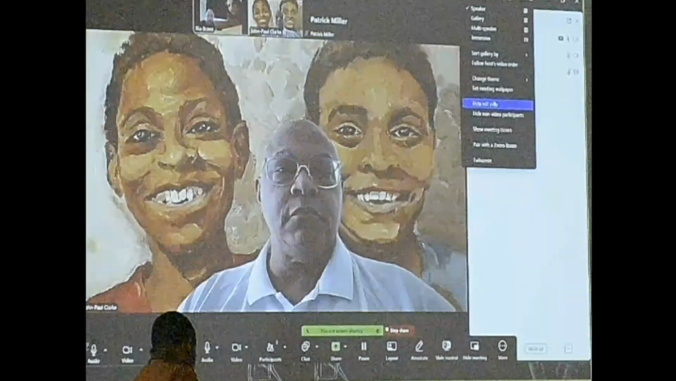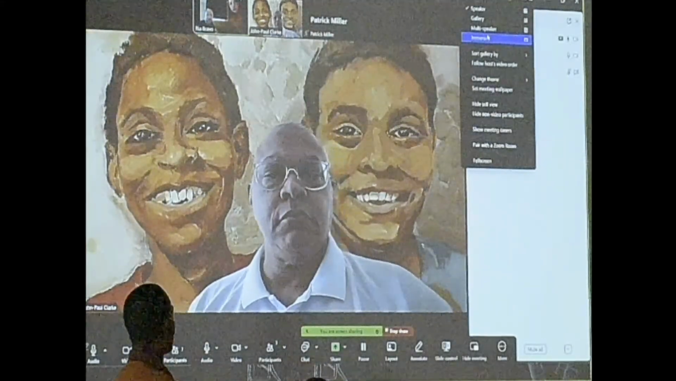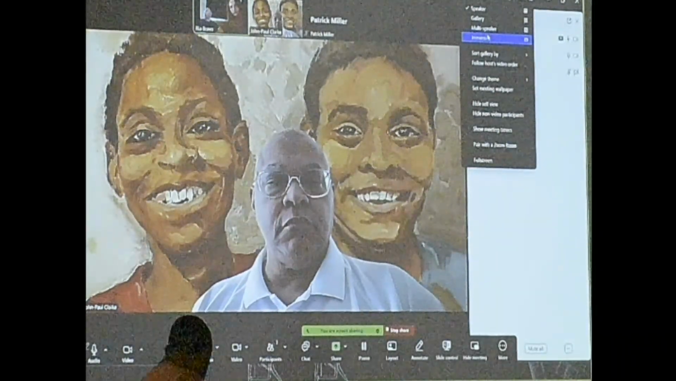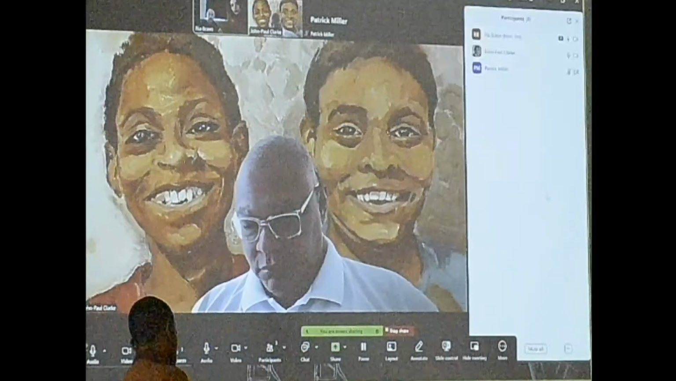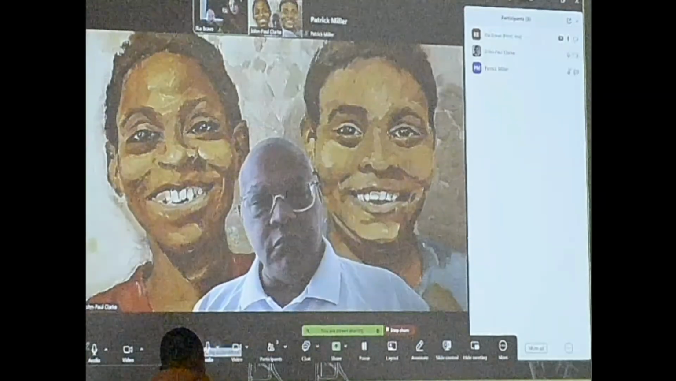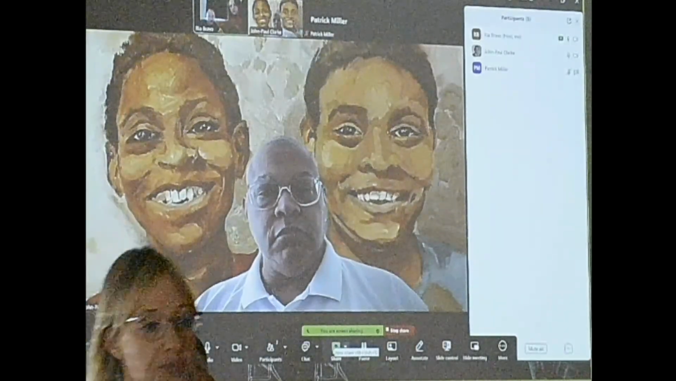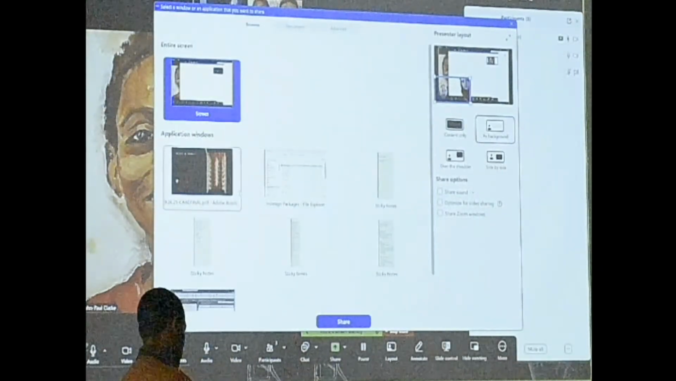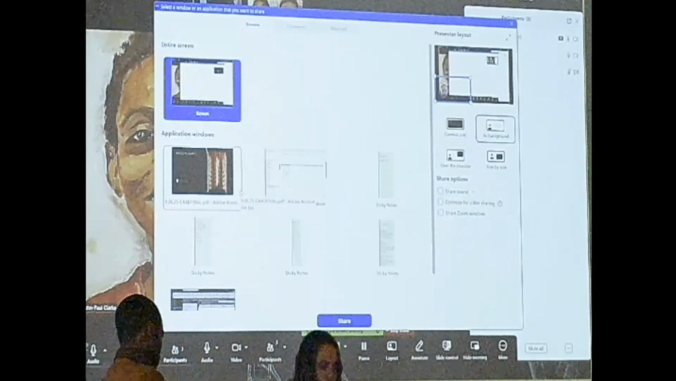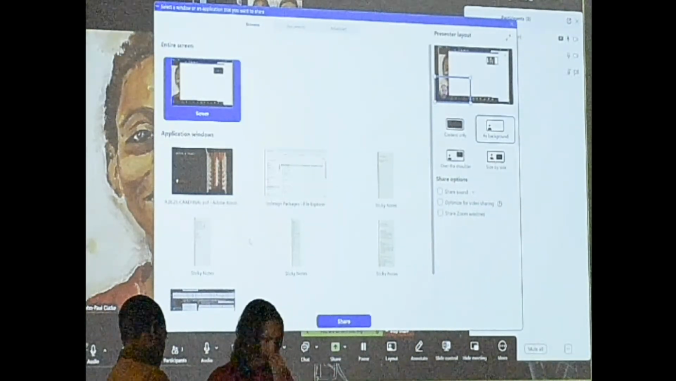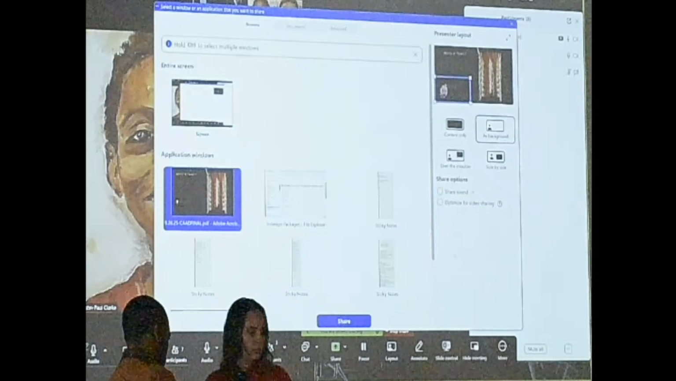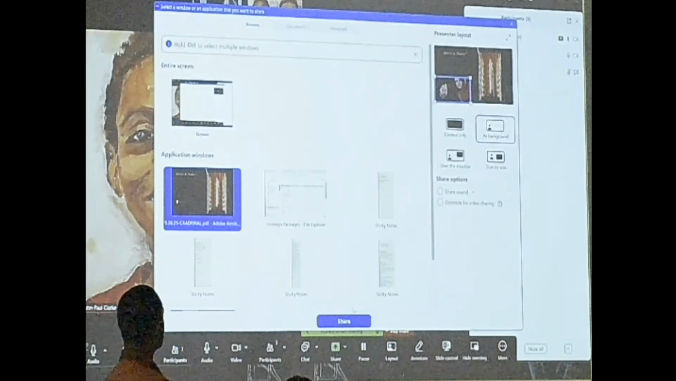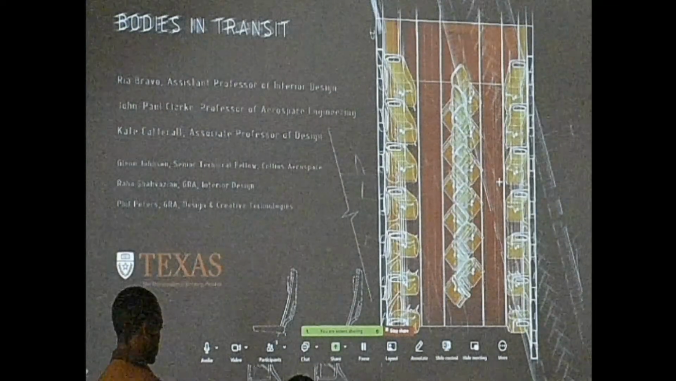Wait, can we go to immersive? That's what I just tried. We're trying to get it where we can see him and also the screen sharing. So speaker, but then a new share. Maybe we could do application windows. That makes sense, application windows, yeah. Share. But then we could make this smaller, I guess.